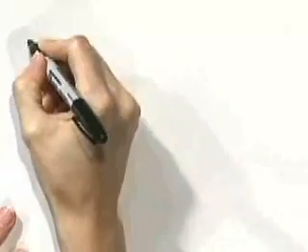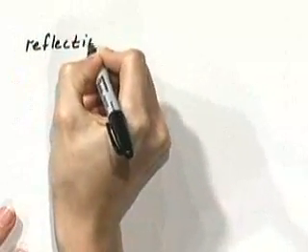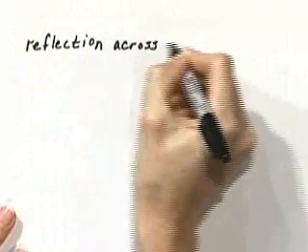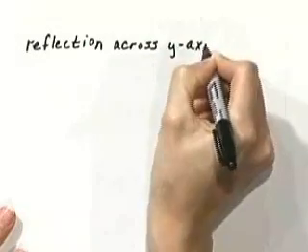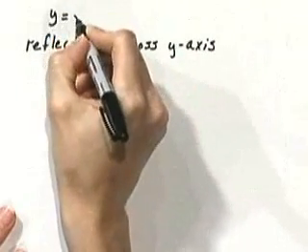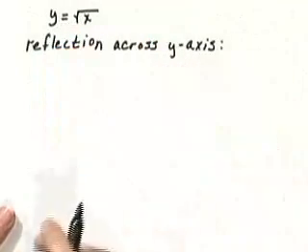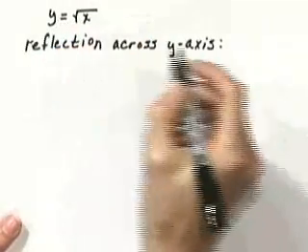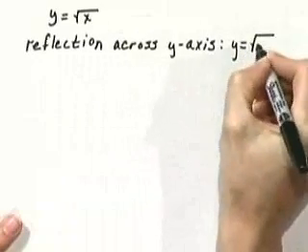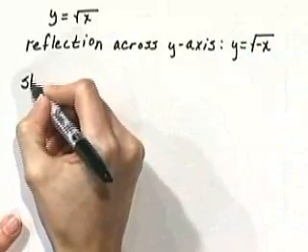All right, first we have the reflection across the y-axis. And remember, we're working with the original function, y equals the square root of x. So if we're reflecting that across the y-axis, then the function would look like y equals the square root of the opposite of x.